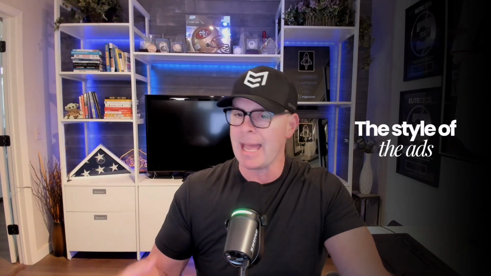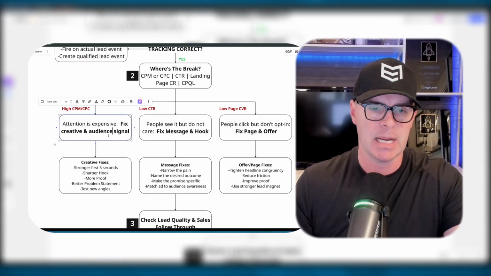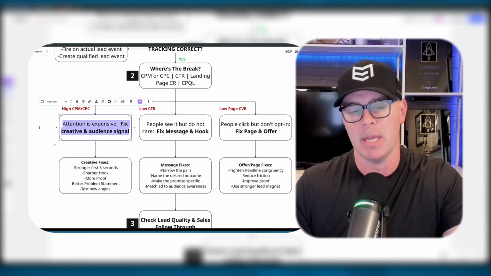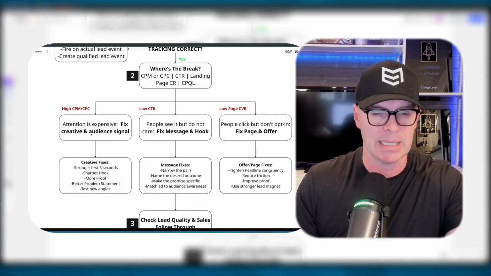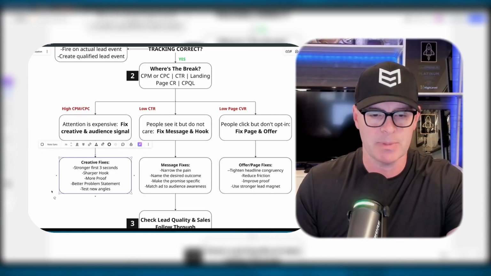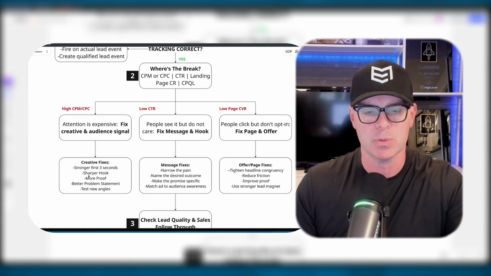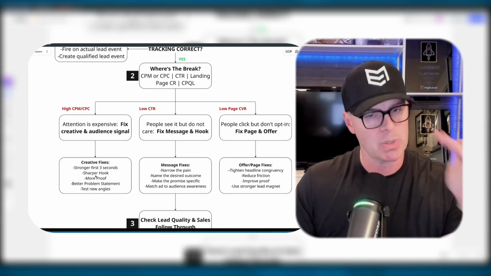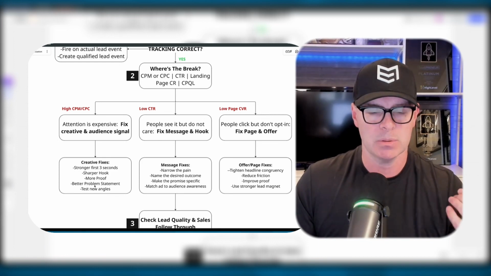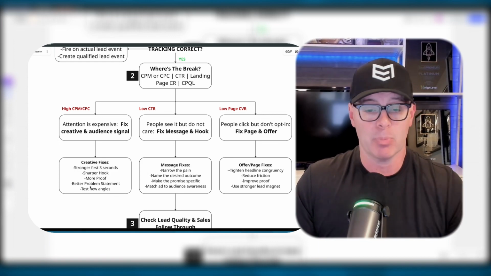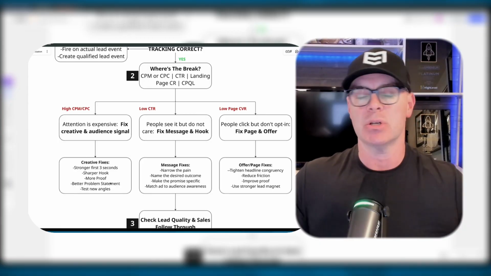So the style of the ads, the style of the creative, the copy that you're using, you're going to have to test different variations. So if you do have a high CPM and a high CPC, then you definitely want to try some different creative and test that to try to connect better with your audience. So here are some of the quick fixes. A stronger first 3-second hook, a sharper hook, more straight to the point, call out your audience directly, more proof, of course, in your ads can definitely help, a better problem statement. And like I mentioned, you're testing new angles.